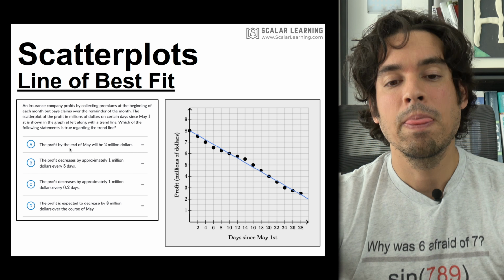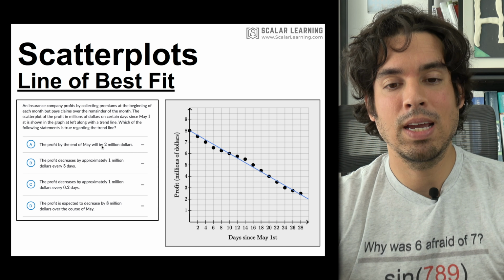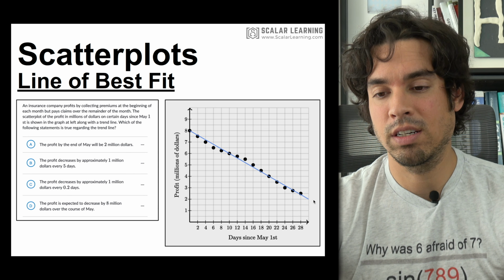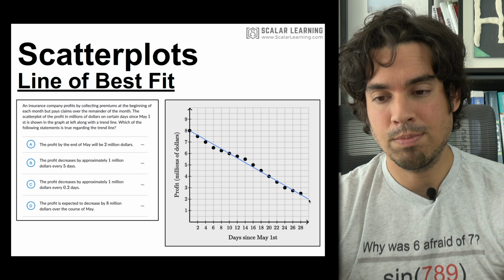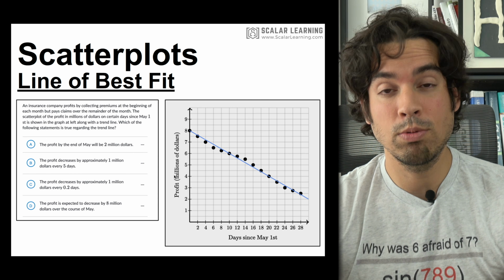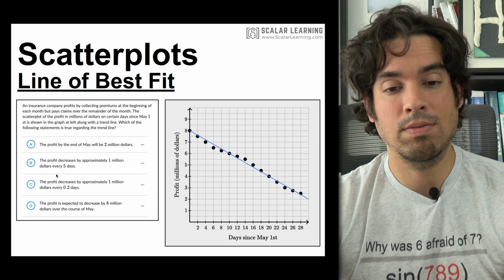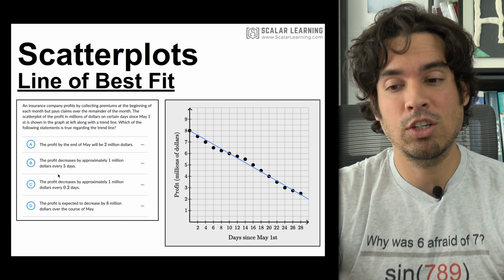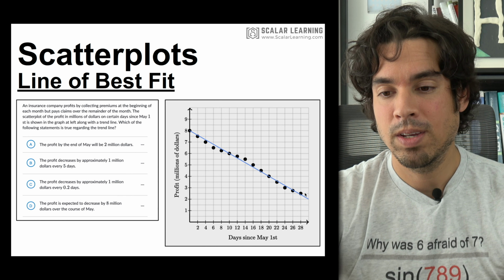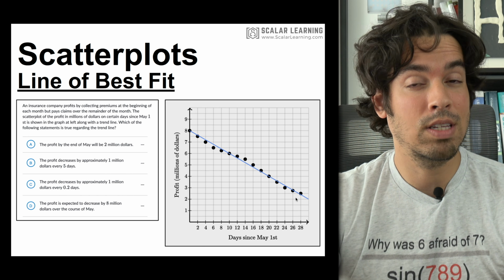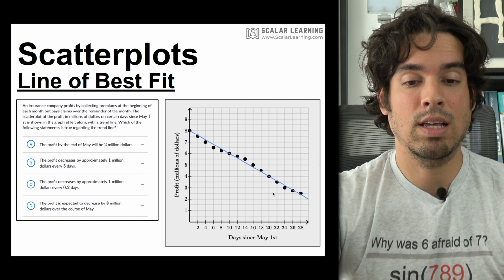So first it says, the profit by the end of May will be $2 million. Now this almost looks pretty good because we see that this line of best fit hits 2 million right at the end of May. So it's not a horrible choice. The problem is that definitive language. The profits by the end of May will be $2 million. That's a prediction. We don't know. Even right here, it's at 2.5 million. Maybe it shoots back up. So to make that definitive statement is going a little too far with that line of best fit.